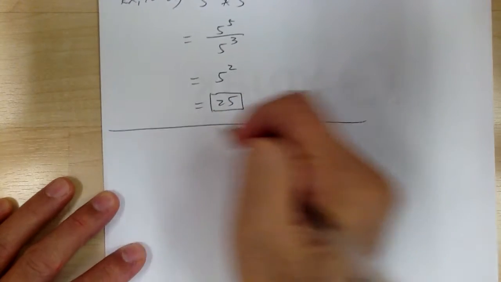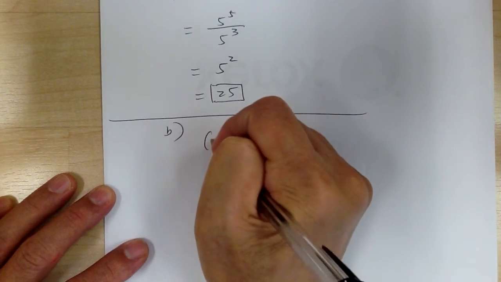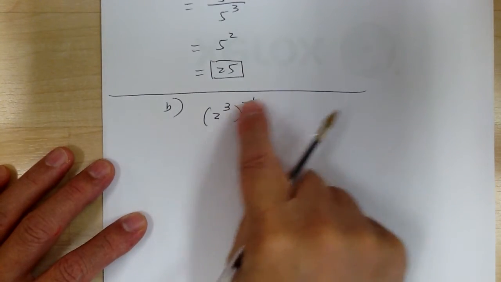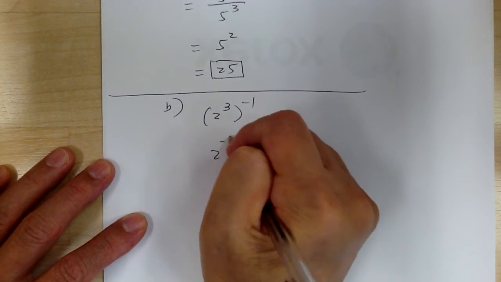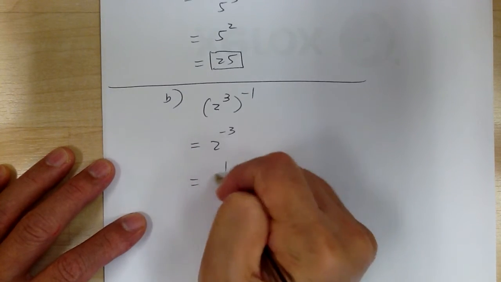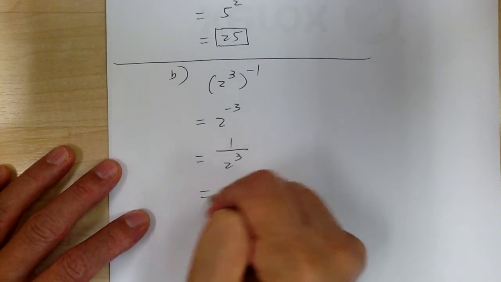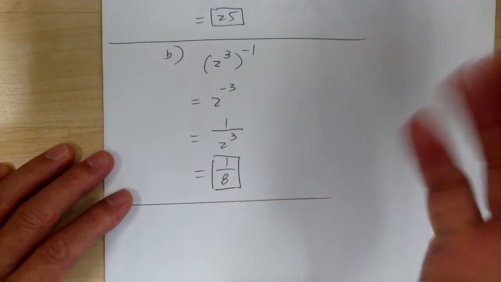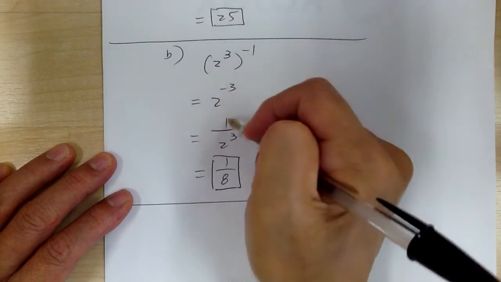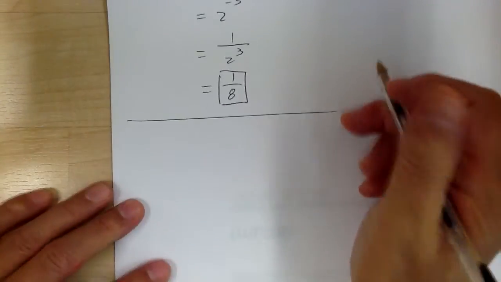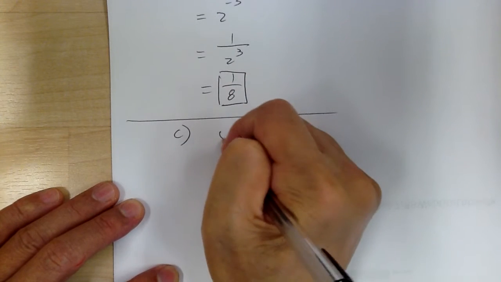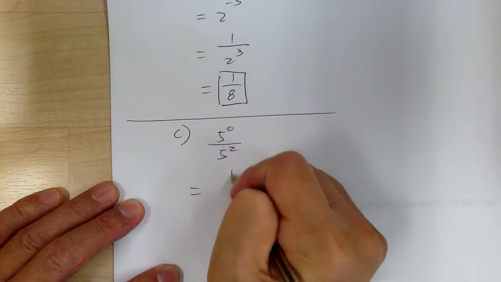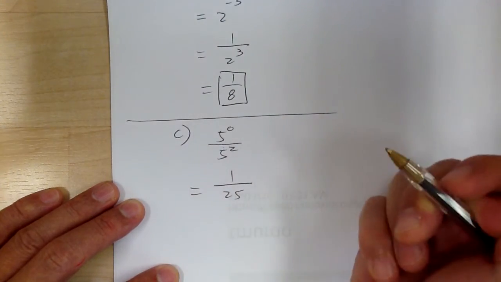Okay. So let's go to B. You have 2 to the 3 to the negative 1 power. So you can apply the power rule, right? So it becomes 2 to the negative 3 power. Then you do the flipping, and then you work it out, and that's it. So you can apply the power rule, do the flipping, and then you work it out. Let's go to C. You got 5 to the 0 over 5 to the 2. So this 5 to the 0 is 1, 5 to the 2 is 25, and that's it.